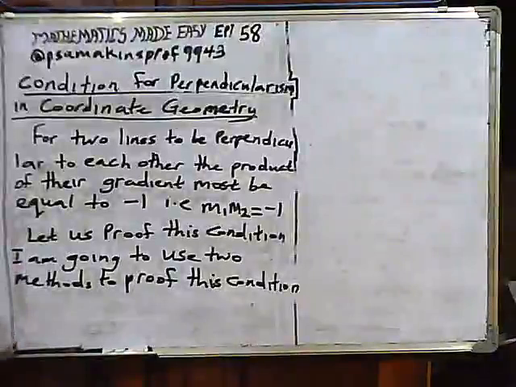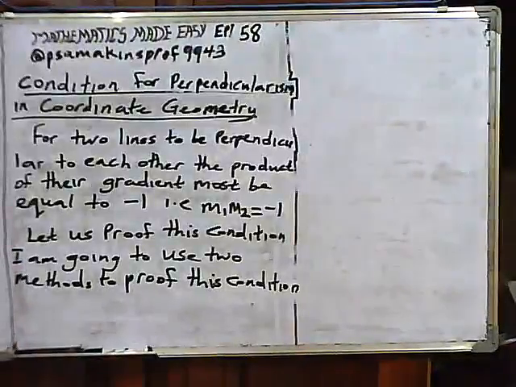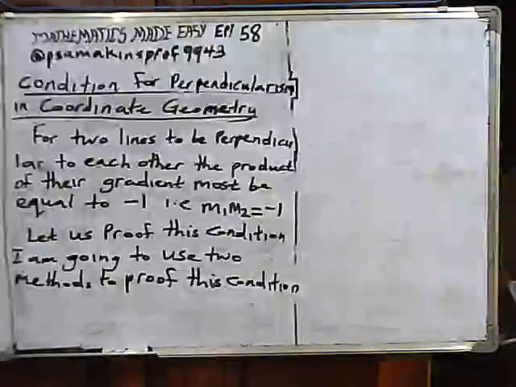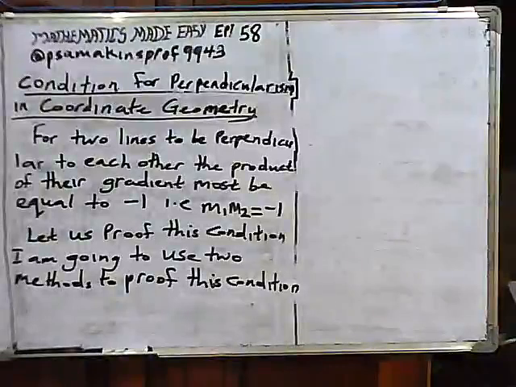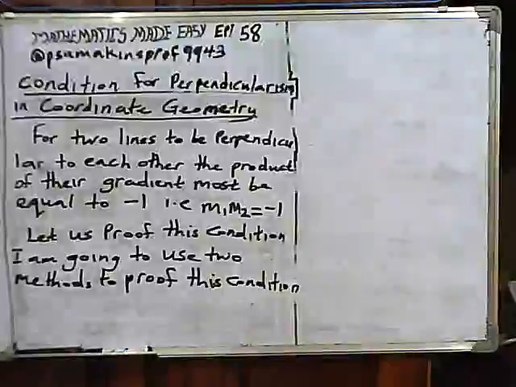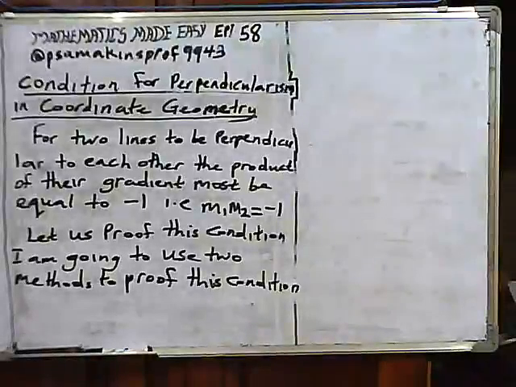This is episode 58. I told you in episode 57 that we are going to look at the condition for perpendicularism in coordinate geometry. So today we want to look at the condition for perpendicularism. For two lines to be perpendicular to each other, the product of their gradients must be equal to -1. That is, M1 M2 must be equal to -1.